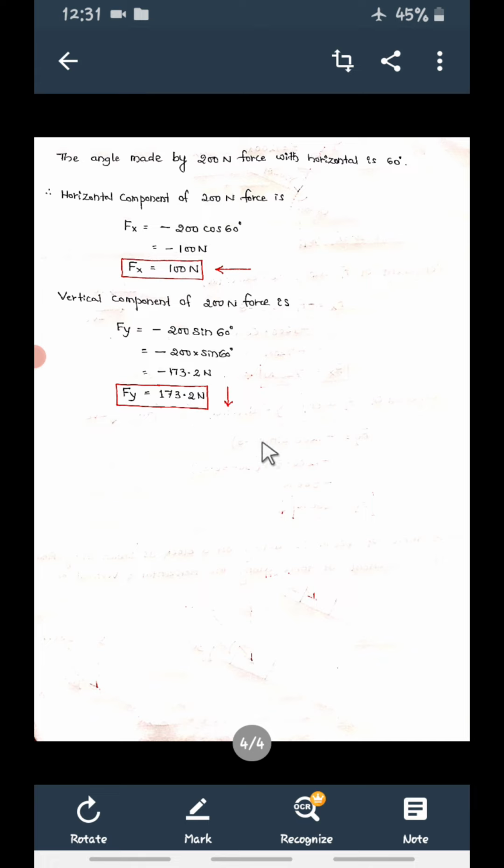So these are the two simple problems you have taken, and in the next class we'll come up with some more problems where we are going to consider how to find the resultant force when a number of forces are acting.